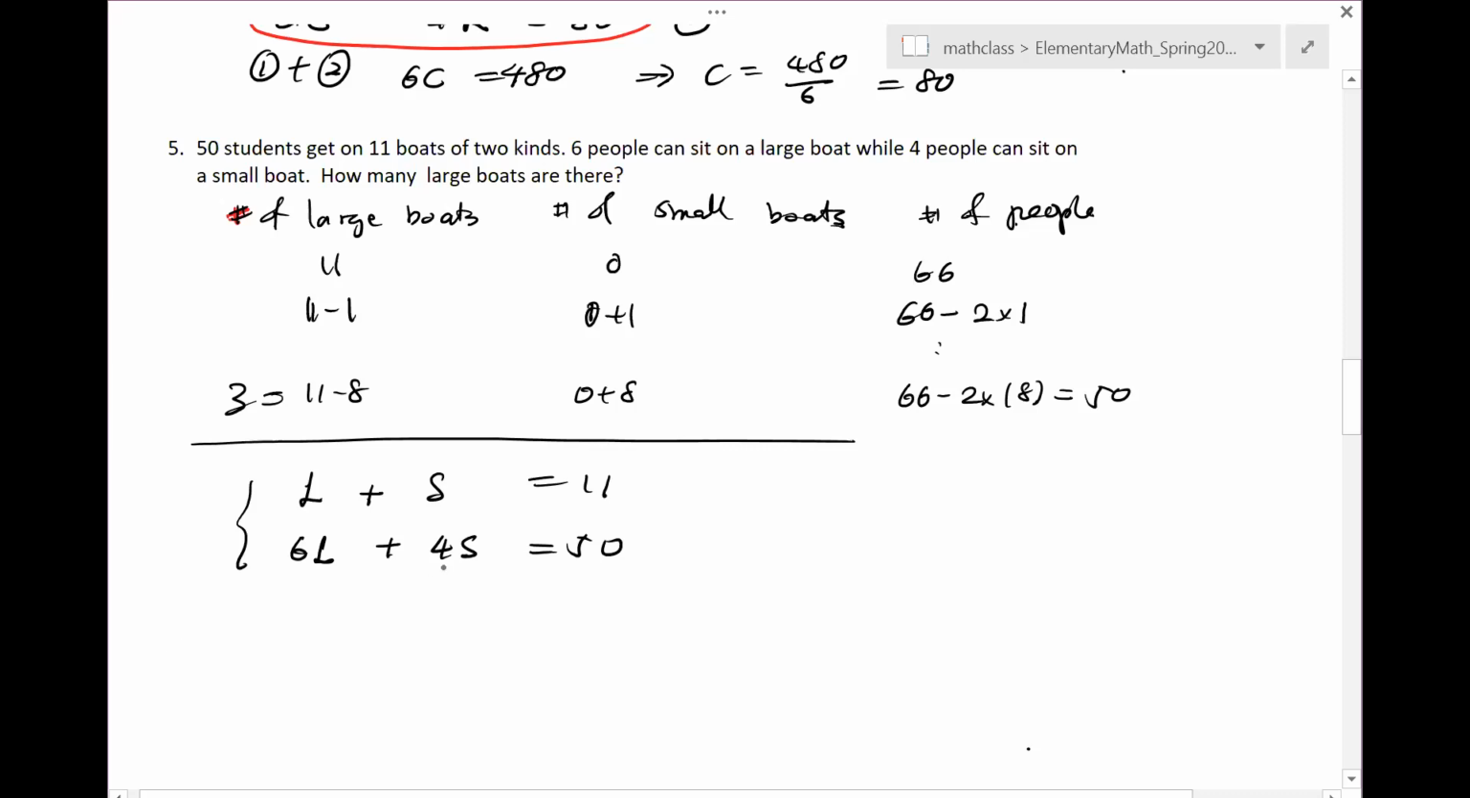So you have to get rid of S first. You multiply the first equation by 4. Here's 44, that's equation 1, and that's equation 2. So equation 2 minus equation 1, because 6L is larger than 4L. So you get 2L. 4S minus 4S is going to be 0. 50 minus 44 is going to be 6. So clearly L is going to be 3.